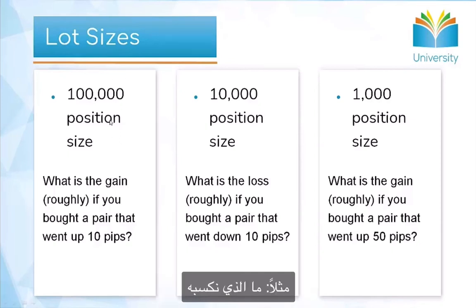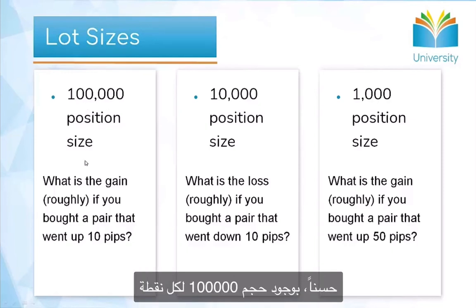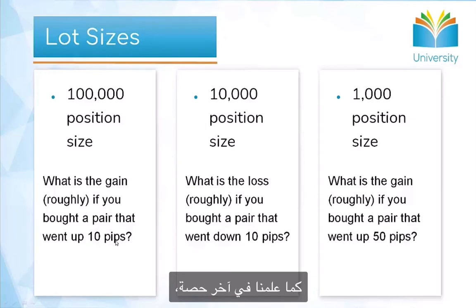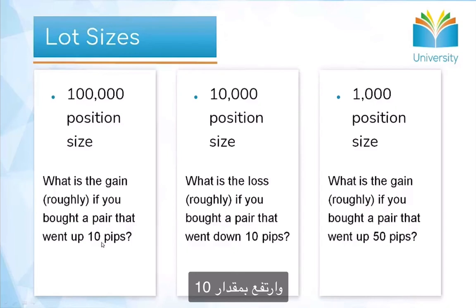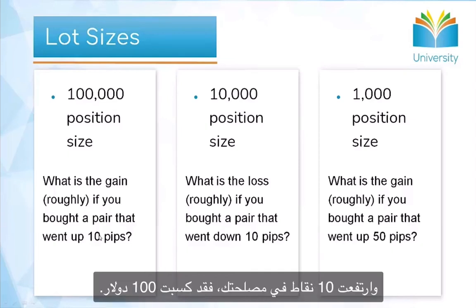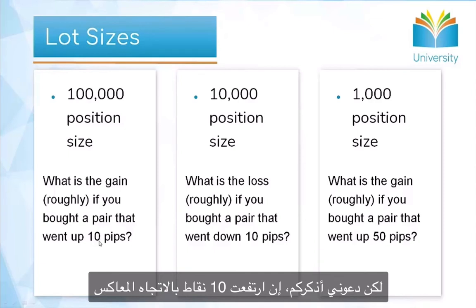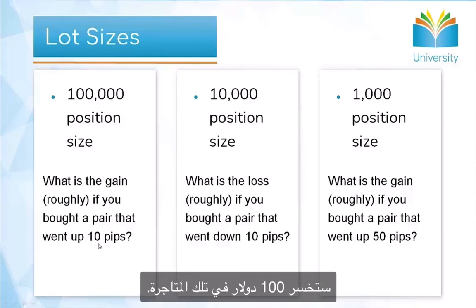For example, what would we make if you bought a pair that went up 10 pips? So you are right about the trade and it went in your favor 10 pips. Well, with a 100,000 position size, like we taught last class, every pip is worth about $10. So we made $10 on the first pip based on this position size, and it went up a total of 10. 10 times 10 is $100. If you trade 100,000 position size and it moves 10 pips in your favor, you're up $100. But let me remind you, if it had gone 10 pips the wrong way, you'd be down $100 in that trade.